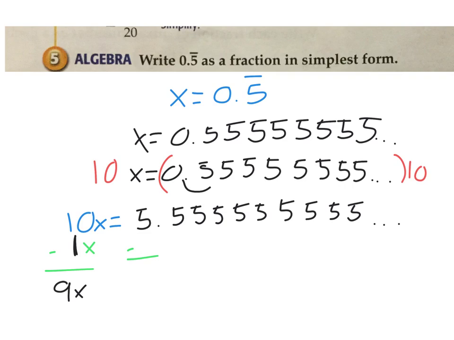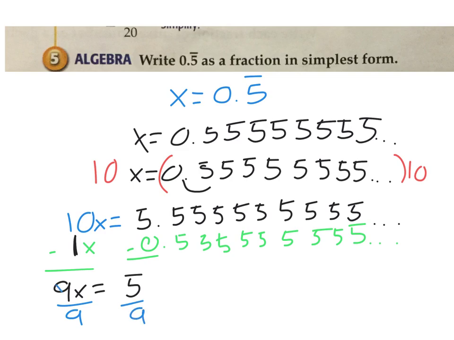I can say I'm subtracting 0.55555555. That's the same thing. So now what is 5.55555 minus 0.55555? It's just 5. So 9x is equal to 5. And now to solve for x, I'm going to divide by 9 on both sides.